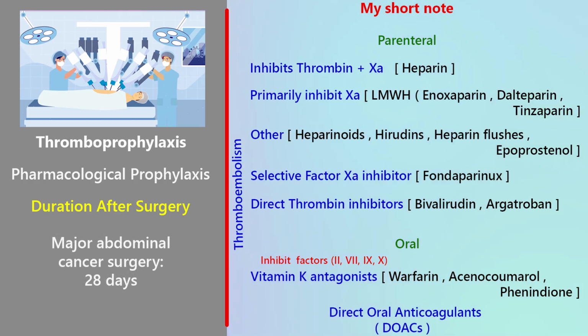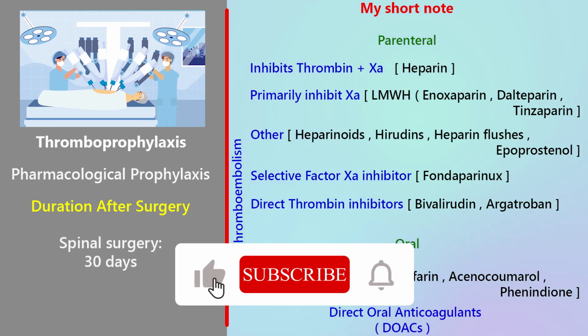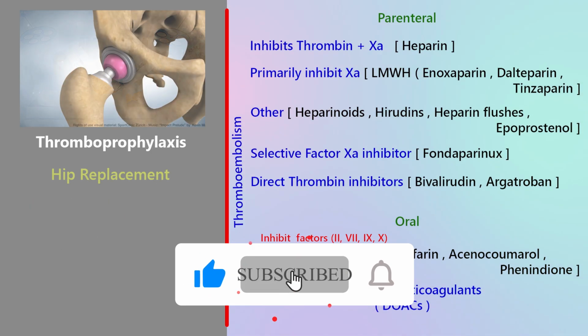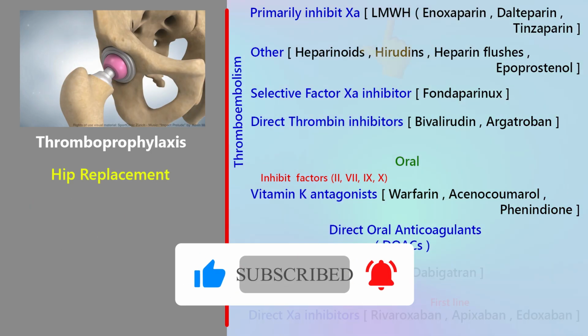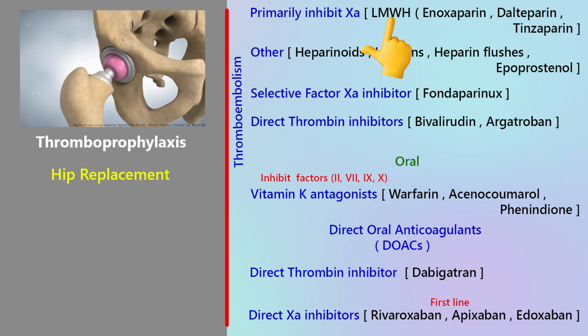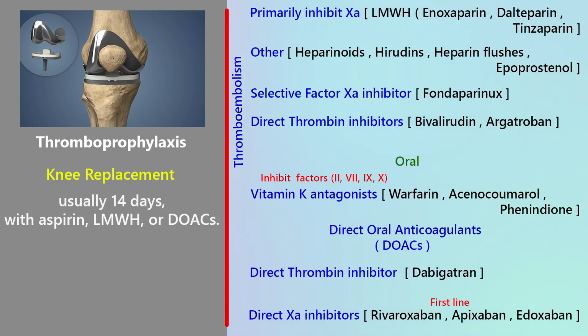Major abdominal cancer surgery, 28 days. Spinal surgery, 30 days. Hip replacement has specific regimens. LMWH followed by aspirin, or LMWH with stockings or oral agents like rivaroxaban, apixaban, or dabigatran. Knee replacement is shorter, usually 14 days, with aspirin, LMWH, or DOACs. If drugs are contraindicated, use mechanical methods.